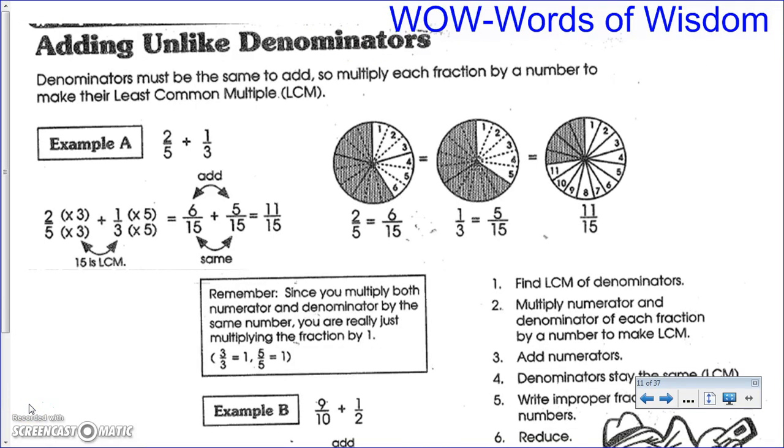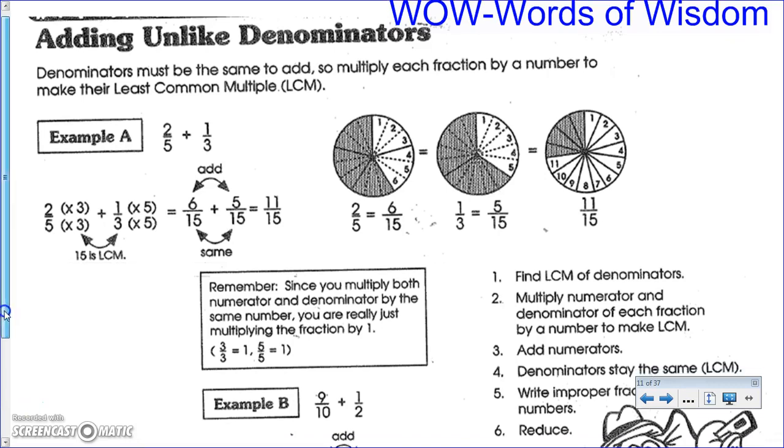Adding unlike denominators. Denominators must be the same to add, so multiply each fraction by a number to make their least common multiple. So we have 2/5 and 1/3. So their least common multiple is 15. So we multiply 2/5 by 3 on the top and the bottom, and 1/3 by 5 on the top and the bottom. So now we get 6/15 plus 5/15, which equals 11/15. Remember, since you multiply the numerator and the denominator by the same number, you're really just multiplying the fraction by 1.